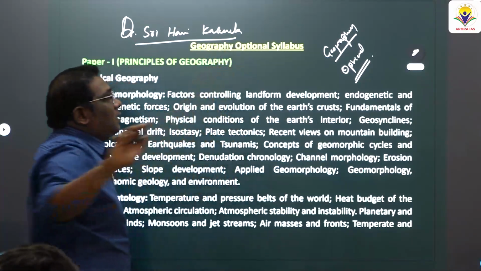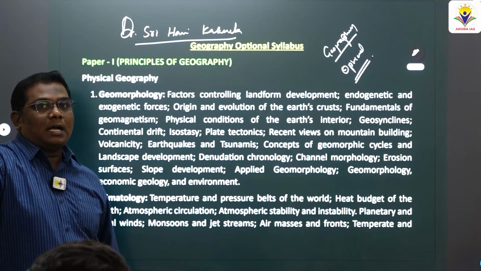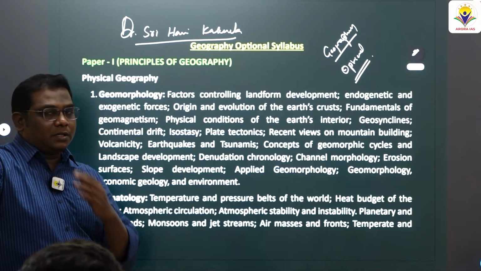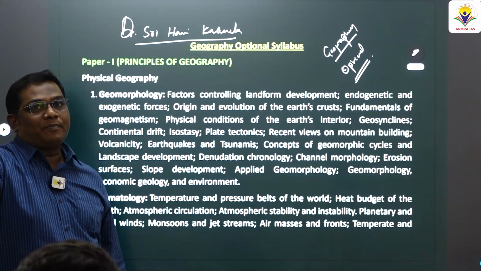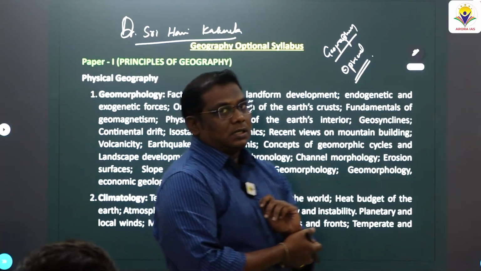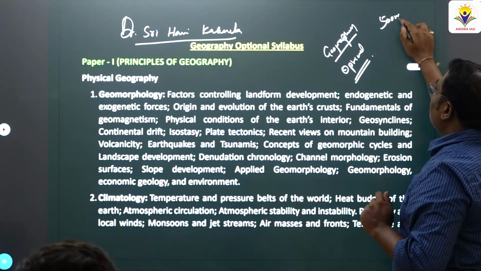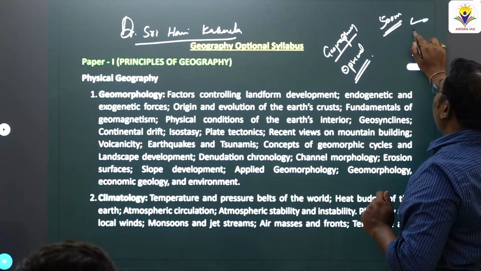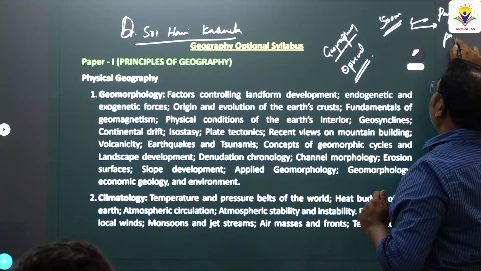I have been teaching geography as part of general studies as well as optional in many of the premier institutions located in Chennai, Bengaluru, even Delhi and Hyderabad. So I am going to handle this geography optional syllabus, which is for a total of 500 marks. We have a division into two papers, paper 1 as well as paper 2.